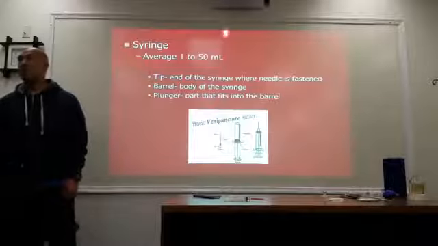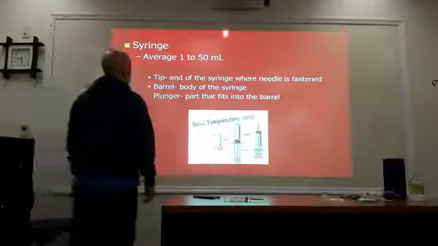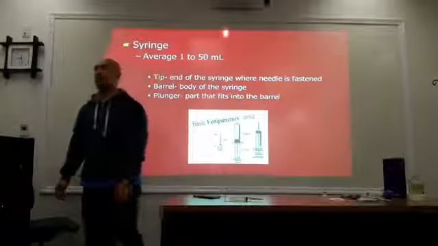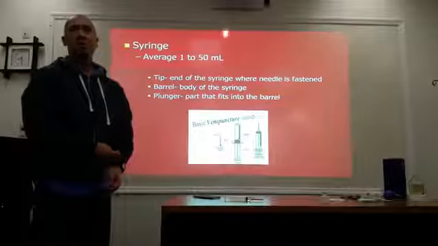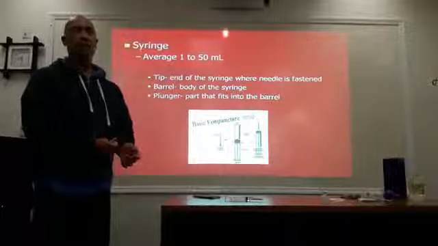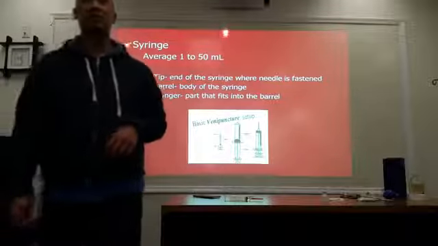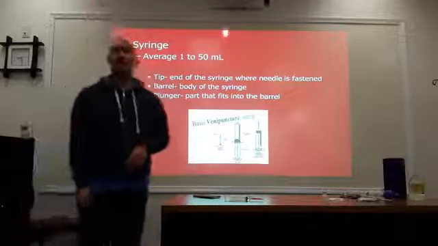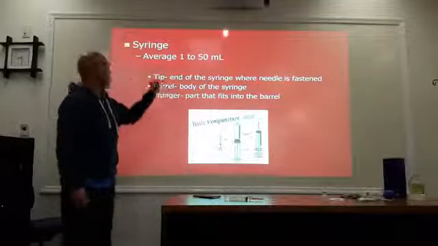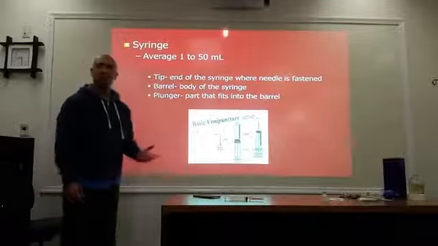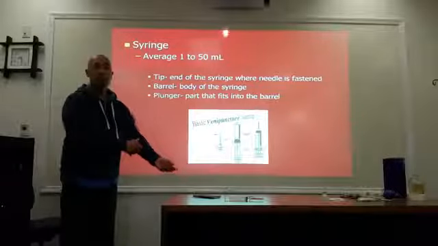All right, next one here is the syringe. The average size of the syringe is to accommodate 1 to 50 milliliters. Remember I said cc and ml are pretty close, very similar. But cc and ml are used synonymously. So 1 ml is equal to 1 cc, and 50 ml is equal to 50 cc.